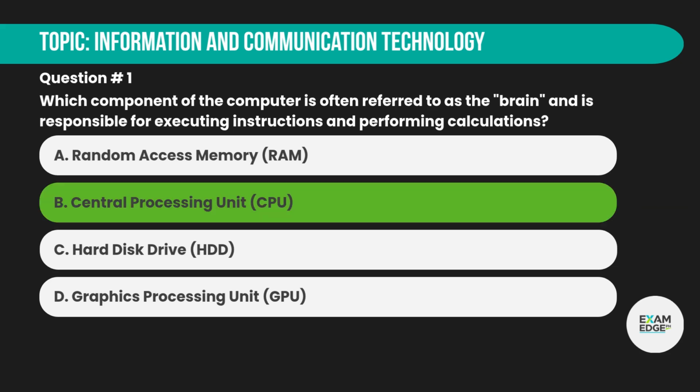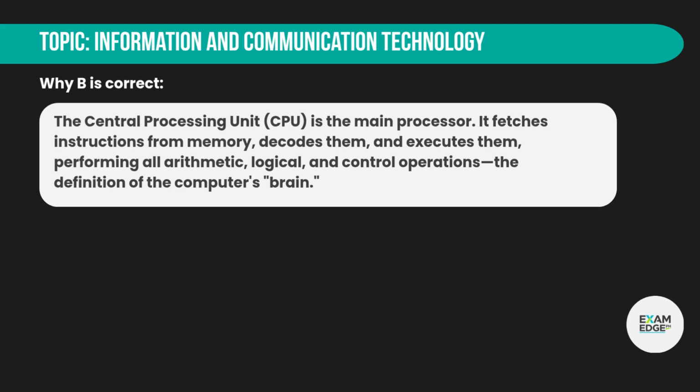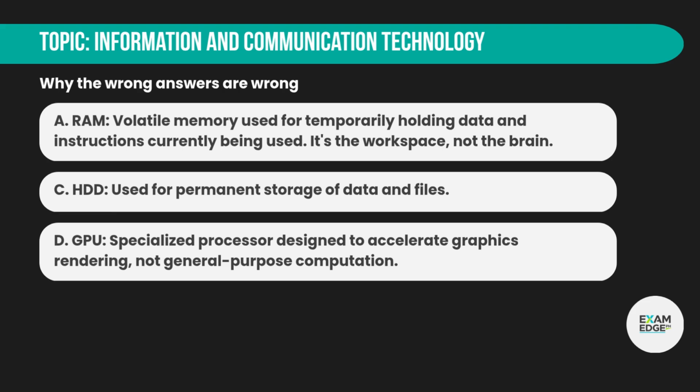Correct answer: B. Central Processing Unit, CPU. Why B is correct? The Central Processing Unit, CPU, is the main processor. It fetches instructions from memory, decodes them, and executes them, performing all arithmetic, logical, and control operations, the definition of the computer's brain. Why the wrong answers are wrong?